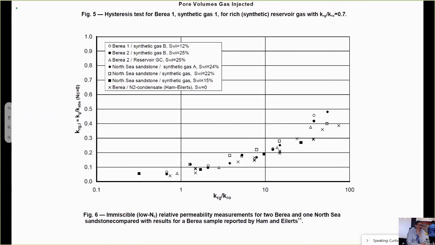Is it dependent or is it independent? Yeah, it's normally considered independent. And this figure is showing it's dependent. No, but this is for different rocks. These are different cores, but for a given core with actual reservoir fluid, I think we have Berea 2, we have both synthetic gas and Berea, same core with gas condensate, reservoir gas condensate.